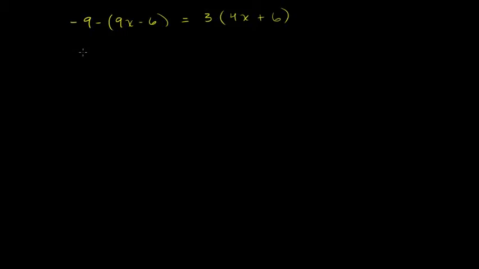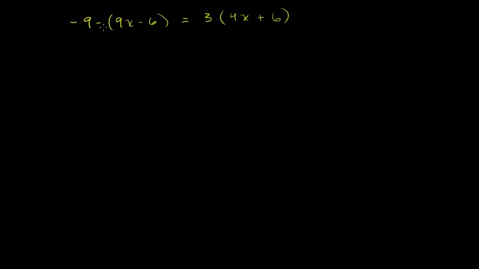We have the equation negative 9 minus this whole expression, 9x minus 6. This whole thing is being subtracted from negative 9, and it is equal to 3 times this whole expression, 4x plus 6. Now, a good place to start is to just get rid of these parentheses. And the best way to get rid of these parentheses is to multiply them out.